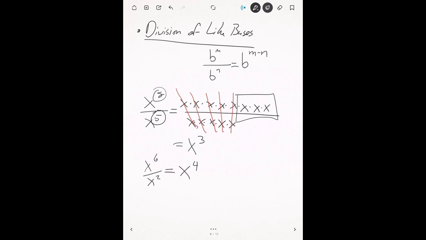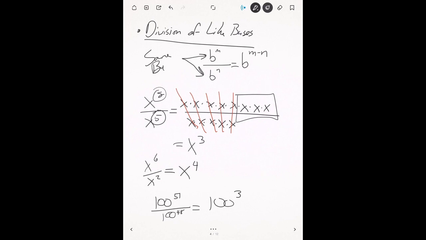Or if we have, let's take a really large number, 100 to the 51st over 100 to the 48th. That's going to be 100 to the, let's see, 51 minus 48 is 3. So that's 100 to the third power, okay? That's the idea with the division of like bases. You have to remember, though, that the bases are the same.